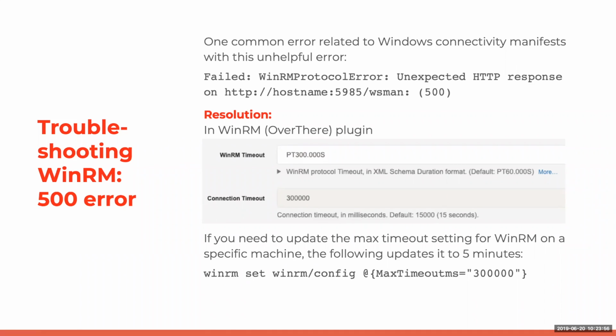But think about how long some of your jobs that might run on your Windows nodes take, and set your timeout appropriately. You don't want the job to end early because the WinRM timed out before your job was finished. You can also set a max timeout setting using a WinRM command here, but I think effectively these settings in the WinRM plugin do the same thing. I think they're setting that same value. So I think it's easier to do it in the GUI, but I included the command in case that is helpful to anybody.